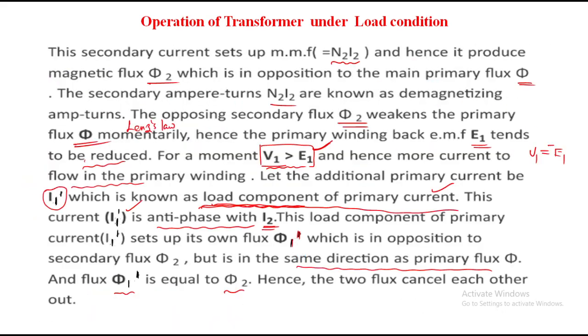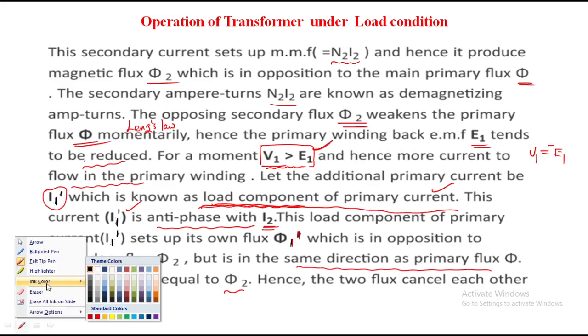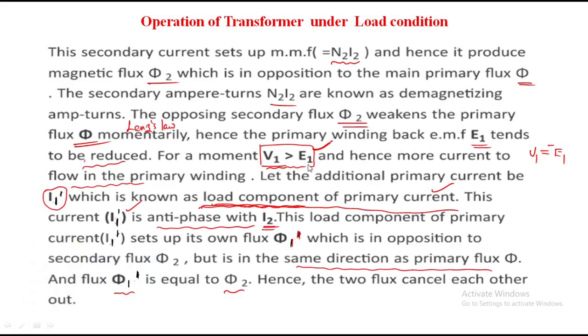See, because of this, for a moment V1 is more than E1 and hence more current flows in the primary winding. So let the additional primary current be I1 dash, which is known as the load component of primary current. This current is in anti-phase with I2, right? In order to nullify I2, it has to act in anti-phase. So this load component of primary current sets up its own flux phi 1 dash, clear? Which is in phase opposition to the secondary flux, but which is in the same direction as the primary flux.